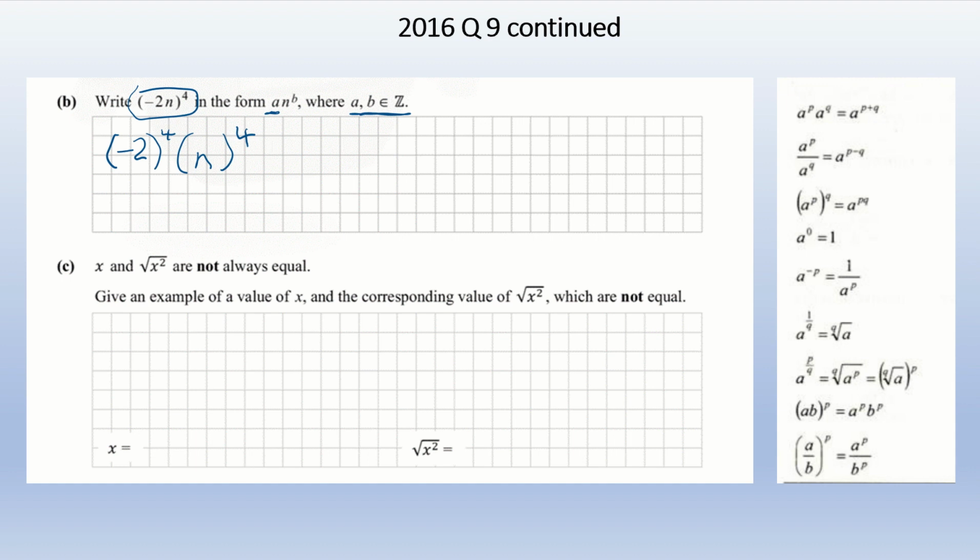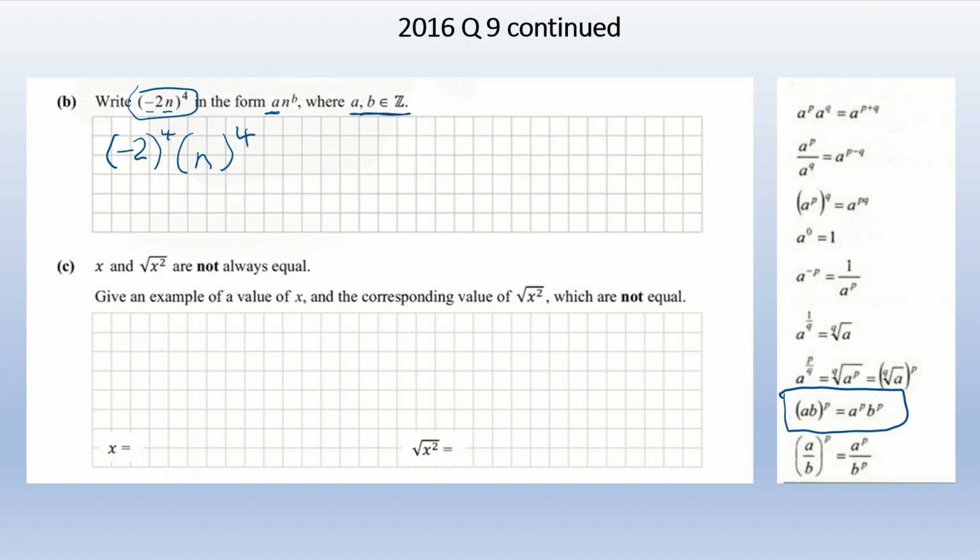If we look way down our list here, this is the law of indices that we need to use, because we've got the exact same scenario. We've got some number multiplied by another. So in this case, my a here is going to be my minus 2, my b here is going to be my n, and my p here is going to be my 4 up top.